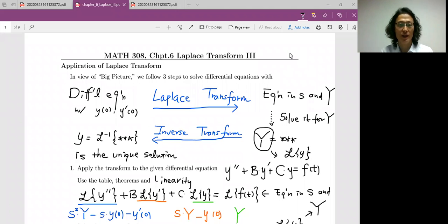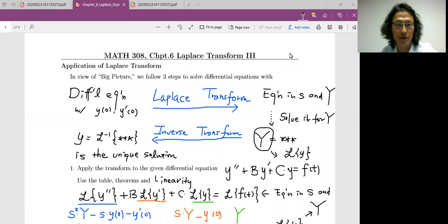Howdy. I hope you find the discussion in previous videos clear enough. Last time we started part 3 and discussed how to apply the Laplace transform to solve a differential equation with initial conditions. Today we will continue to practice more examples.